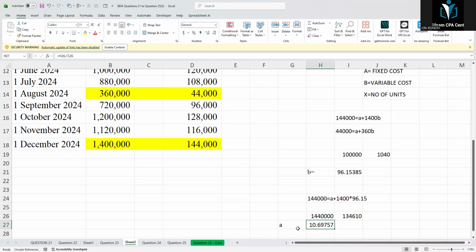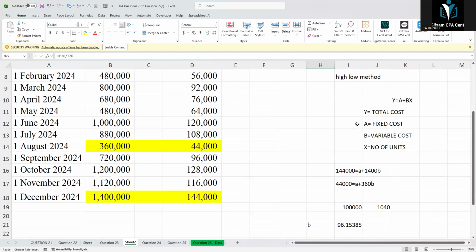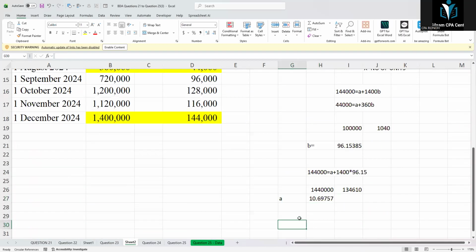So we have now all the variables, and then we were told to estimate the cost of producing 900,000 units. So can we form an equation? So it will be our y. Our y will be 10.7 plus 96.15x. So this is our equation.